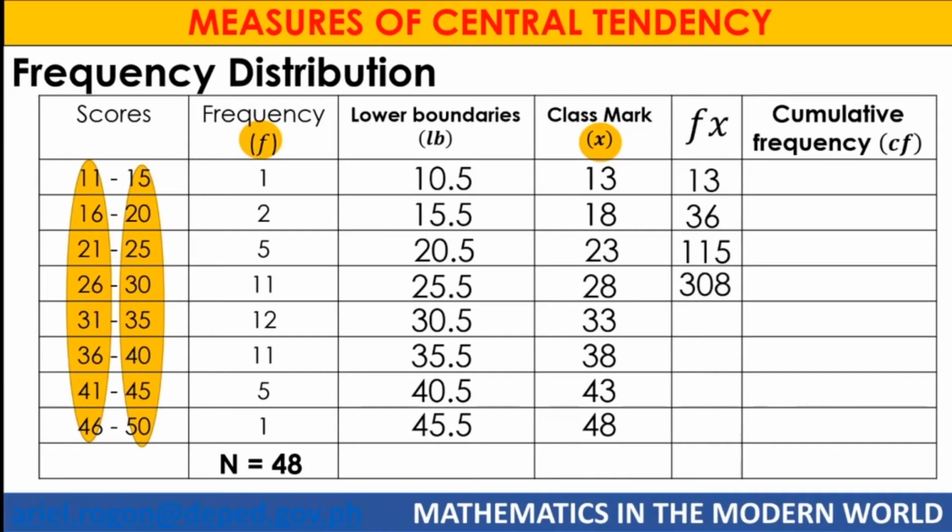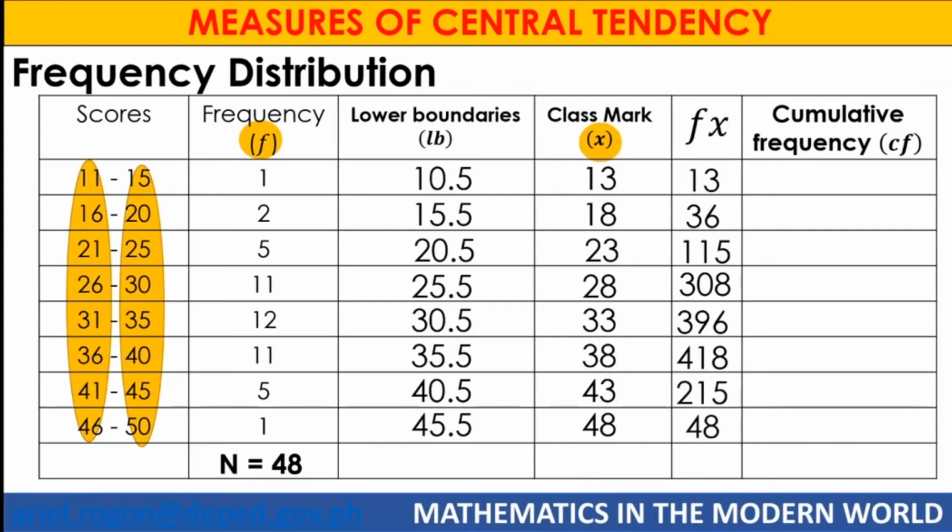So it is very important to have a calculator for you to multiply it easily, right? So 12 times 33, that is 396. Then 11 times 38, that is 418. 5 times 43, that is 215. And 1 times 48, that is 48.